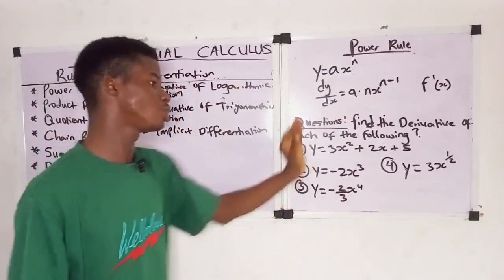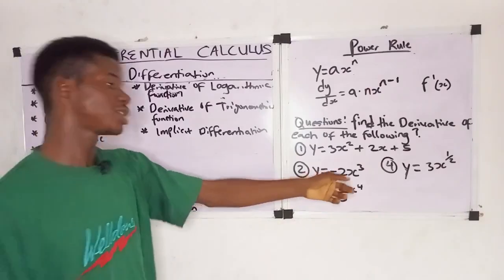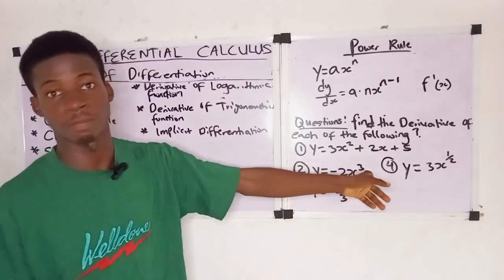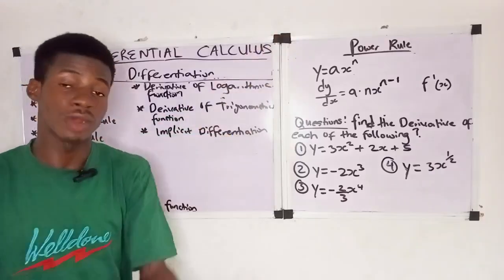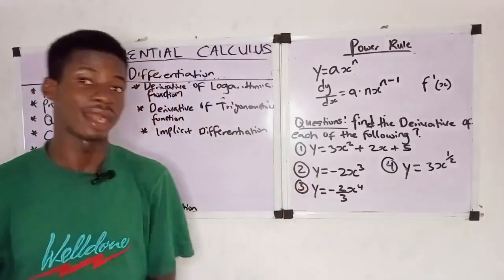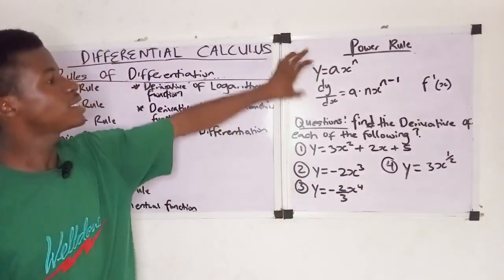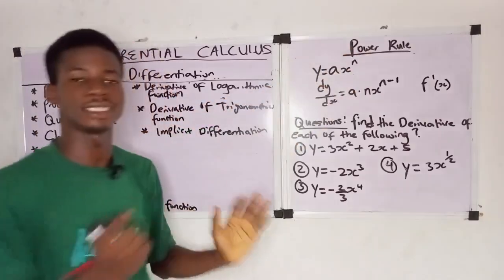If you look at the board here, you will see different types of questions. Look at number 2: y is equal to minus 2s cubed. Cube here is a power, right? So how do you know if a question is coming from the power rule? S usually carries a power. When you see it, you will know. This is how it is usually represented.